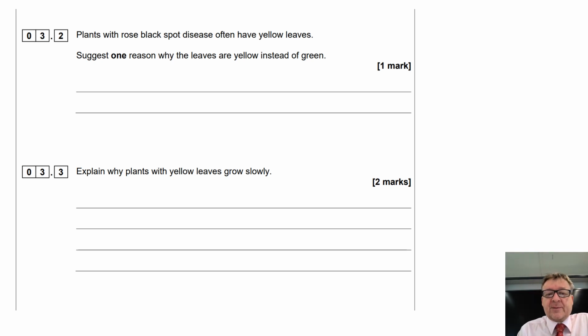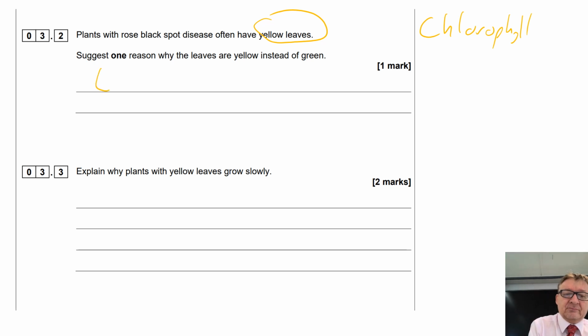Plants with rose black spot disease often have yellow leaves. Suggest one reason why the leaves are yellow instead of green. They're normally green because of chlorophyll, the substance that causes the greenness. So if they're yellow, they have less or no chlorophyll. They're yellow because they've got less chlorophyll.